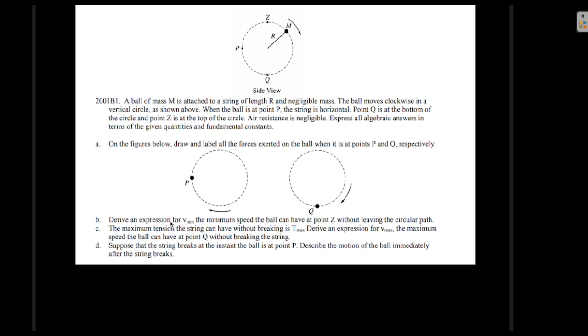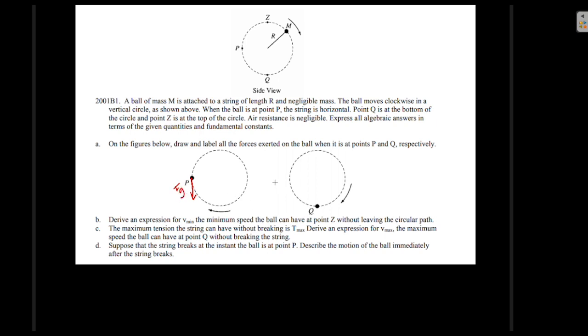When the ball is at point P, the string is horizontal, and when the ball is at point Q, it's at the bottom of the circle. Point Z is at the top of the circle. Air resistance is negligible. Express all algebraic answers in terms of the given quantities and fundamental constants. On the figures below, draw and label all forces exerted on the ball when it is at points P and Q respectively.